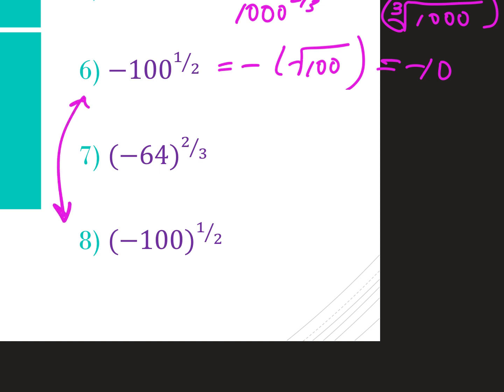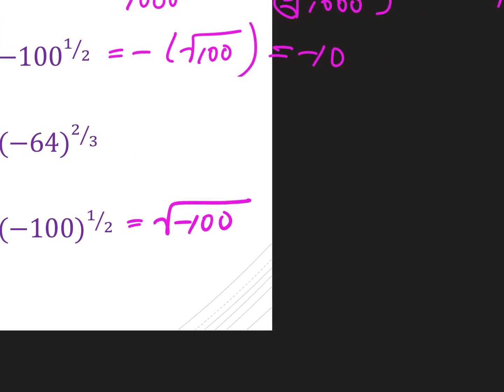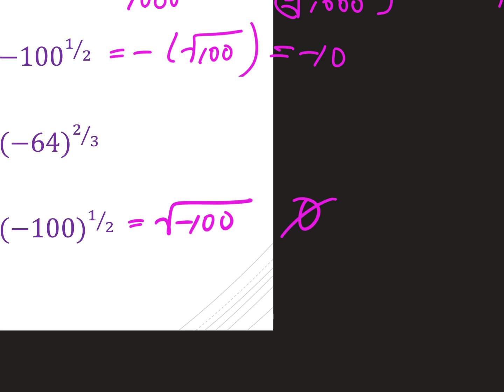All right, in number 8, they're telling you to take the square root of what? Negative 100. Good. So this becomes the eighth radical of negative 100. There's no real answer. We'll get to what the real answer is later on. I don't even know if we get to complex numbers yet or not, but it's going to be 10i. It's imaginary.